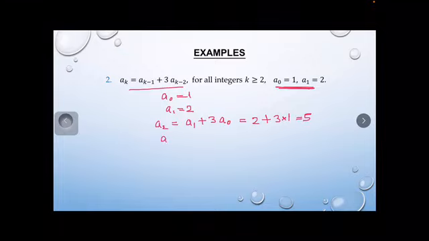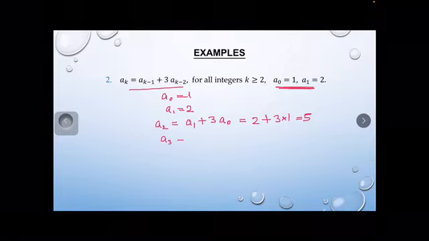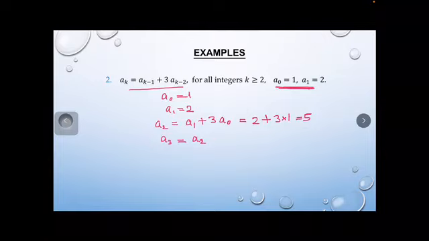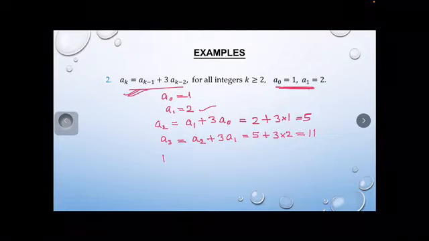Now the fourth term means we have to calculate a3. Put k equal to 3, so that is 3 minus 1, that is 2, plus 3 a3 minus 2, that is a1. Now put the value of a2, which is 5, plus 3 times the value of a1, that is 2. So you will get 5 plus 6, that is 11. So the first 4 terms of this recurrence relation are 1, 2, 5 and 11. Clear?